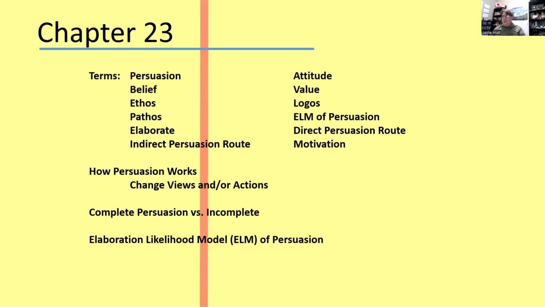Persuasion. It's not on the test, but you need to know it anytime. Well, it's on the test, but in a different way. I'll explain it in a second. Persuasion, the definition is not on the test, but persuasion is anytime you're trying to change anyone's attitude, beliefs, values, and or their behavior. That's it. Anytime you're trying to change someone's mind or behavior, that's the simplest definition.